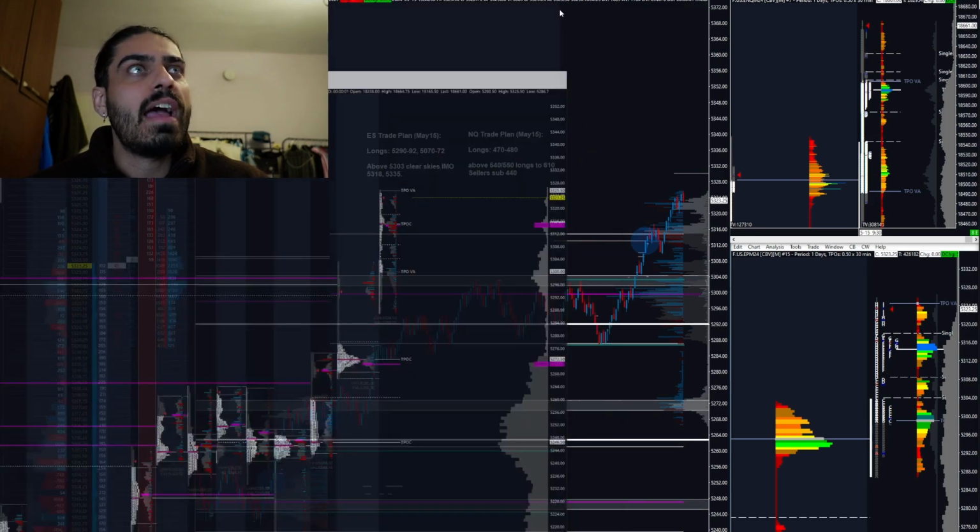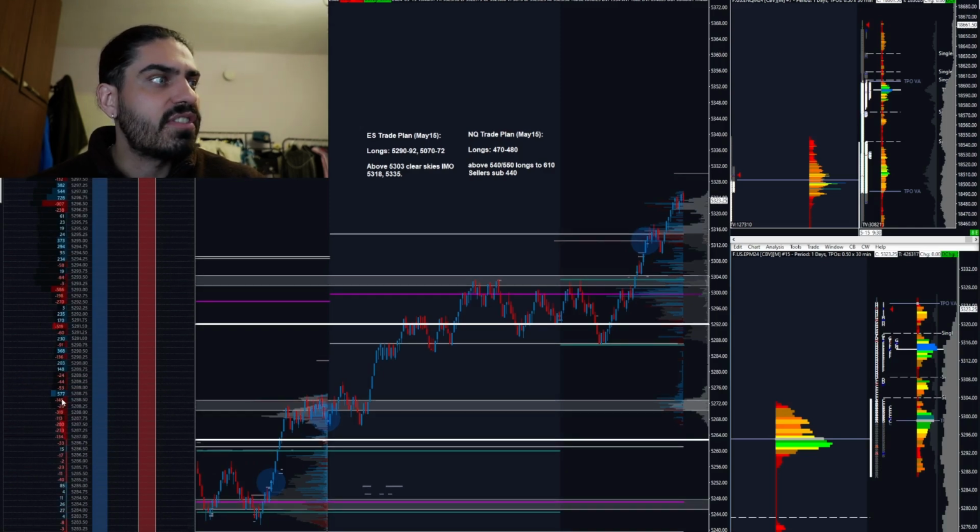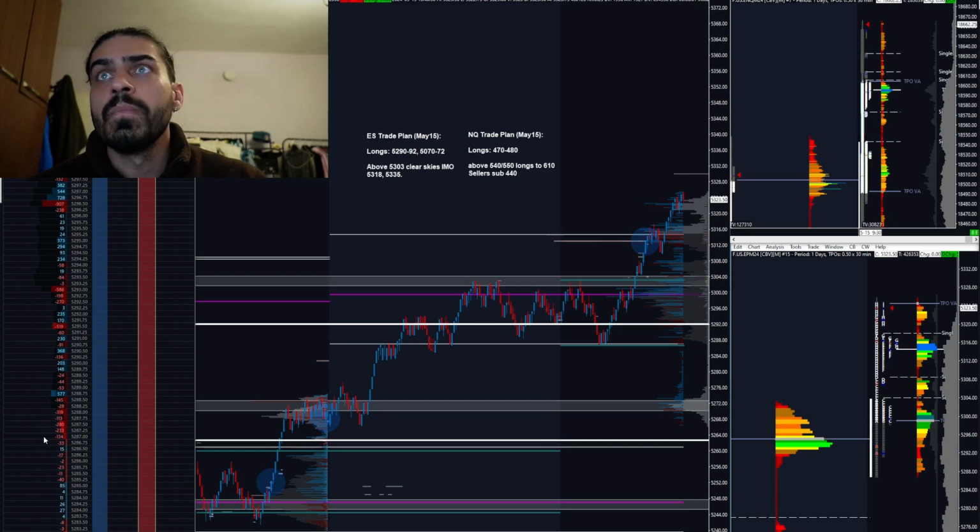But as it was happening, we can take a look at the depth of market down here. As it was happening, you're starting to create a lot of selling into the low, and what transpires from that is reactive buying. That's what causes absorption.